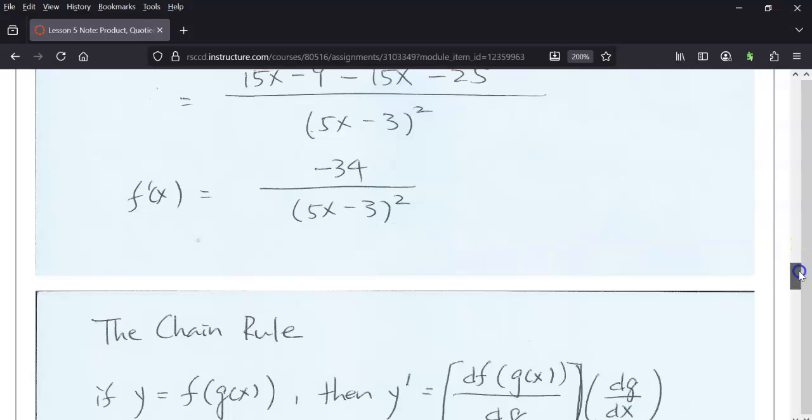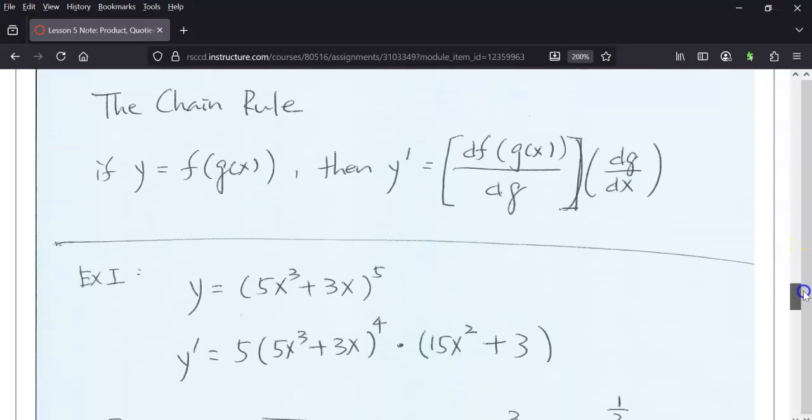Now, one of the big things we're going to be talking about is what we call the chain rule. Okay, so this is a formal definition of the chain rule. It looks complicated, right? So y equals f of g of x, then y prime, the derivative, equals df of g of x divided by d of g times dg dx.